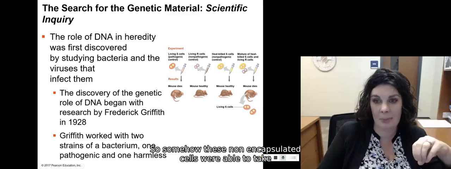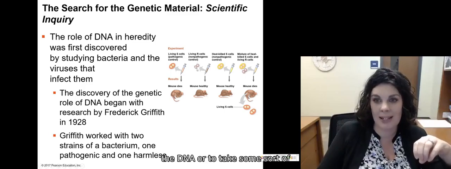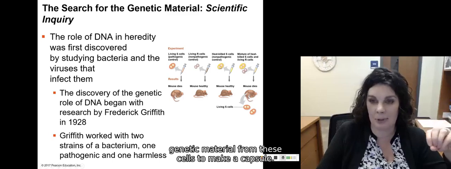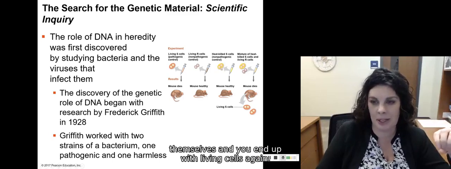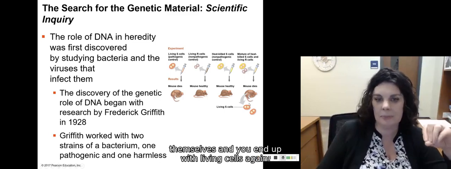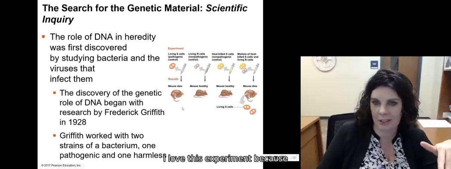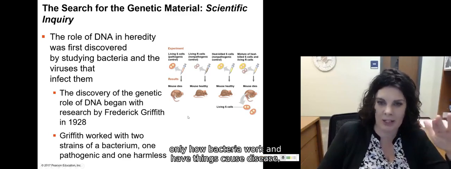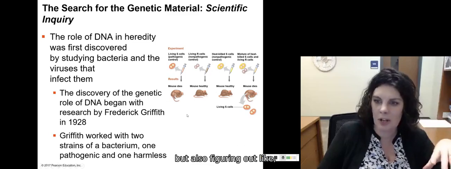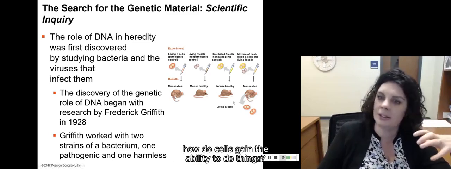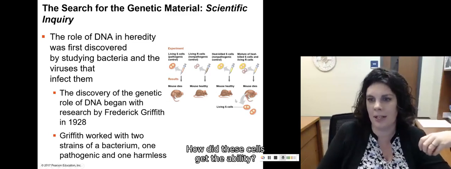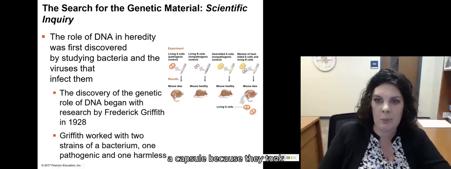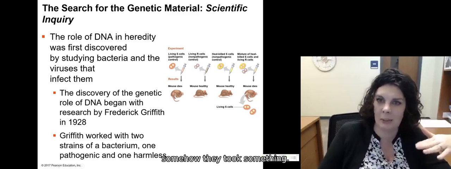So somehow these non-capsulated cells were able to take the DNA, or some sort of genetic material, from these cells to make a capsule. They take that ability to make a capsule into themselves, and you end up with living cells again. That's pretty exciting. I love this experiment because I think it's so beautiful, how we're figuring out not only how bacteria work and how things cause disease, but also how cells gain the ability to do things. How did these non-encapsulated cells gain the ability to make a capsule? Because they took that information from these dead cells.